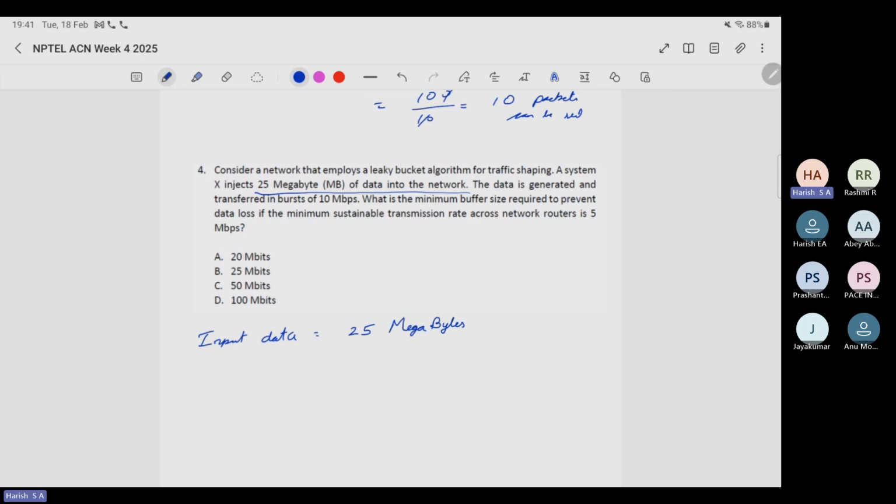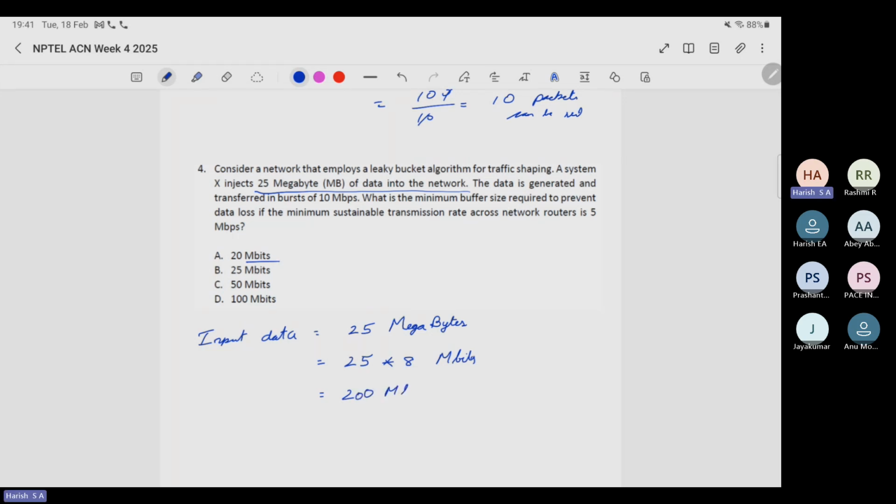It's bytes. Because everything is in bits, megabits here, let's convert this to bits. So 25, how do you convert it into bits? Multiply by 8, so this is 200 megabits. So this is the amount of data that is being put into the network.